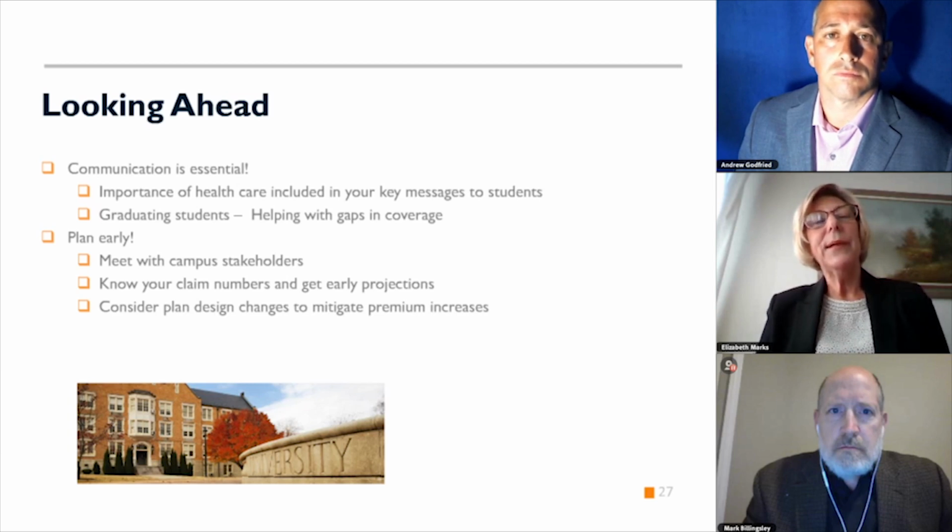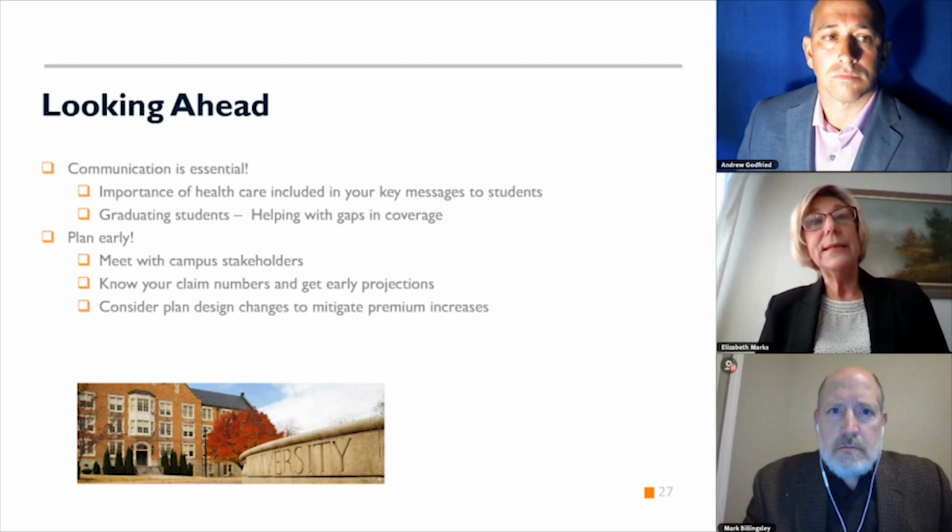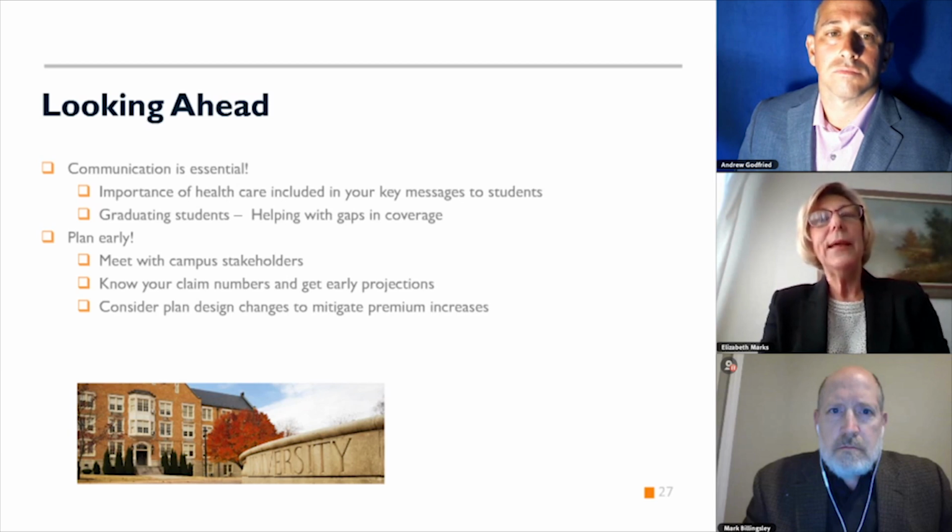Let's have in our back pocket, so to speak, a list of plan design changes that we might really consider if we needed to do something to reduce our premiums to keep our plans competitive. So what are those plan design changes? They could be deductibles, co-insurance. That's also a good time to do benchmarking to see how your campus compares with your peers and keep looking at what's going on in the future.